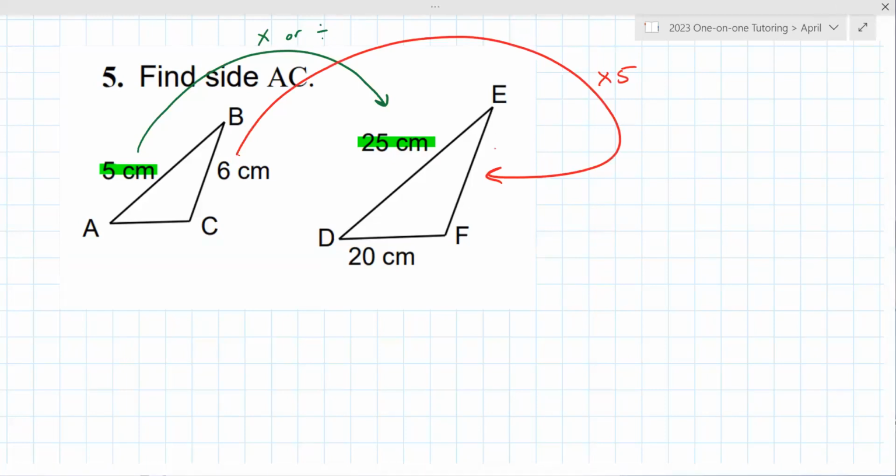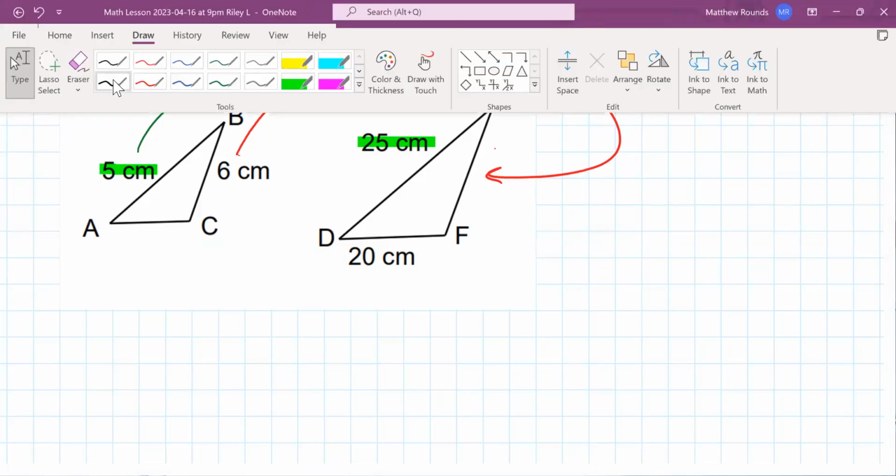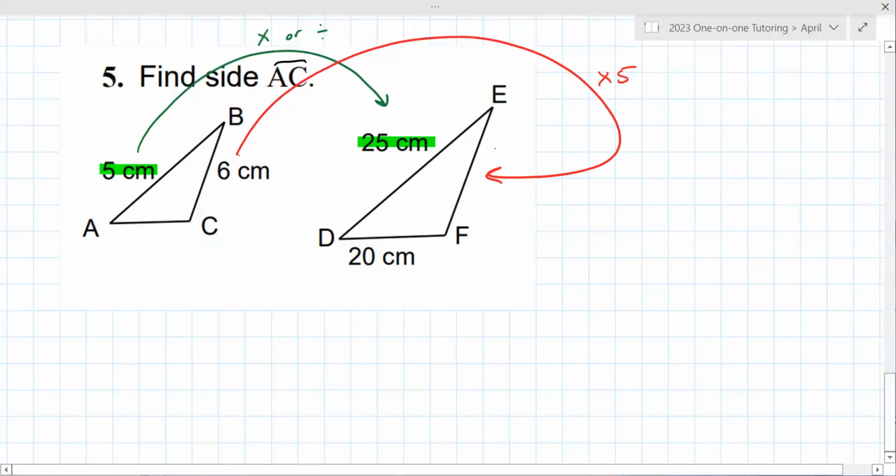What does the AC mean now? I'll get to that in a moment. It's just referring to this side down here. I was just going to have us solve all of it before so we get the practice. AC should actually have a line above it because it's a line segment.